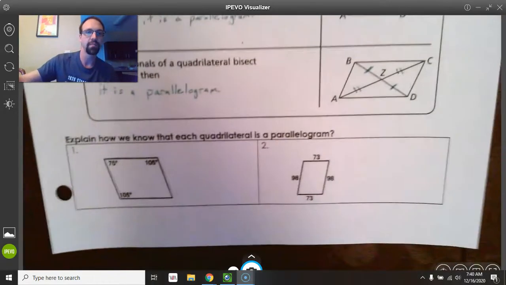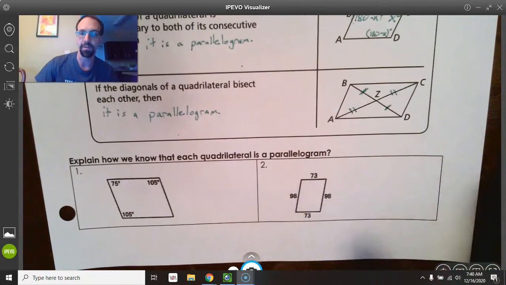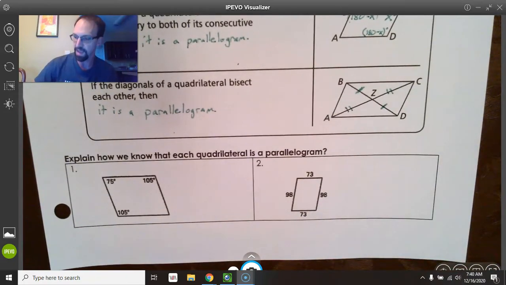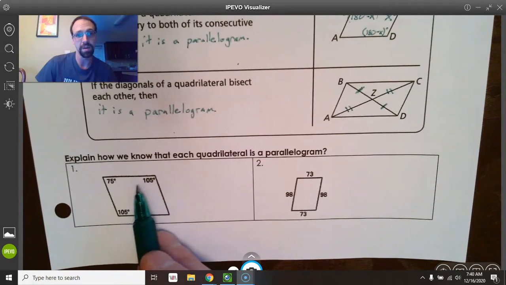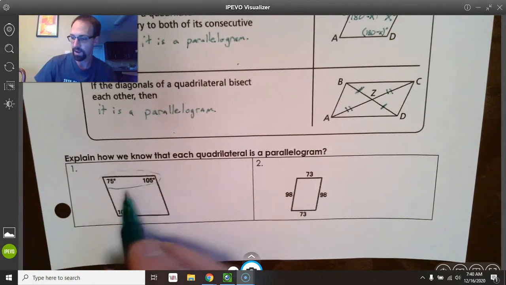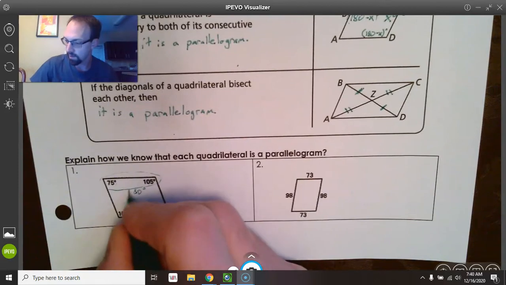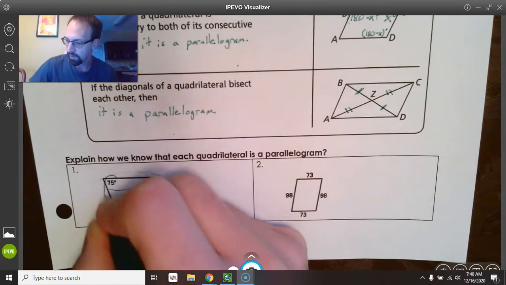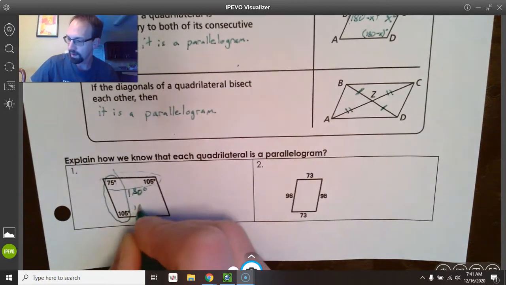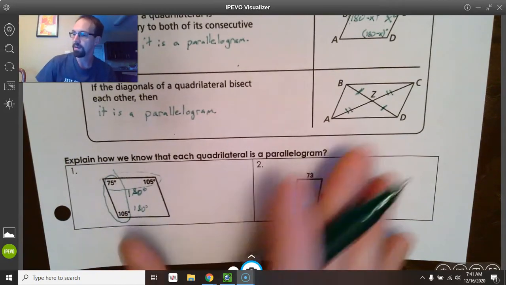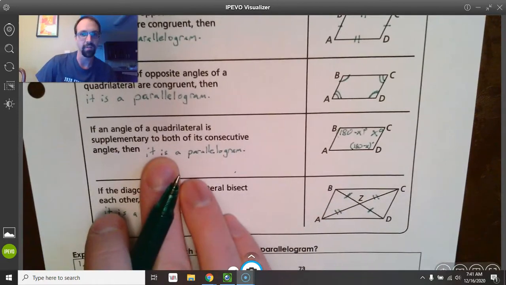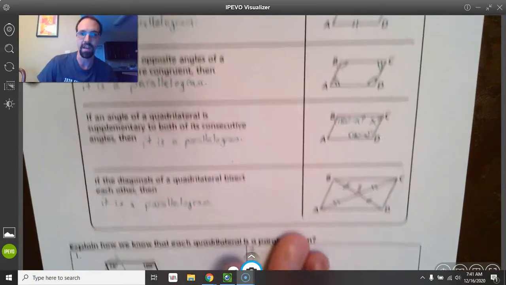So these are 5 different conditions for a quadrilateral to be a parallelogram using information we know. So for this bottom here, explain how we know that each quadrilateral is a parallelogram. So this one, we just have to say why. So this one, 75 degrees and 105 degrees, those total up to be 180. These here add up to be 180 degrees. And these here also add up to be 180 degrees. So that means that these two angles are supplementary with 75 degrees. That goes with if an angle of a quadrilateral is supplementary to both of its consecutive angles.